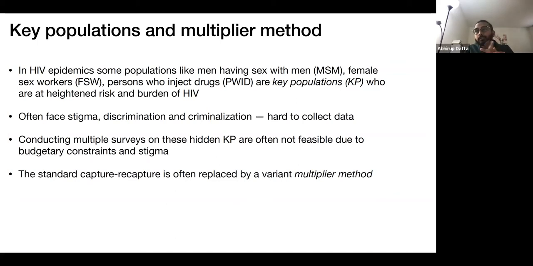Conducting multiple surveys, which is a requirement for the recapture method, is often not feasible due to budgetary constraints, and also due to the stigma associated in these settings. So the standard recapture is often replaced by a variant called the multiplier method.